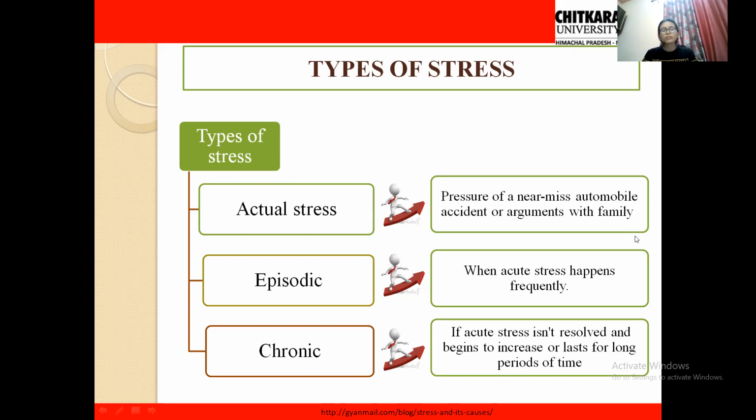Okay. In chronic stress, if that acute stress doesn't get resolved, or doesn't end at that particular moment, it continues and begins to increase in level. That is, the stress level increases, I feel more and more stress, and it lasts for a longer period of time, then it is called chronic stress.